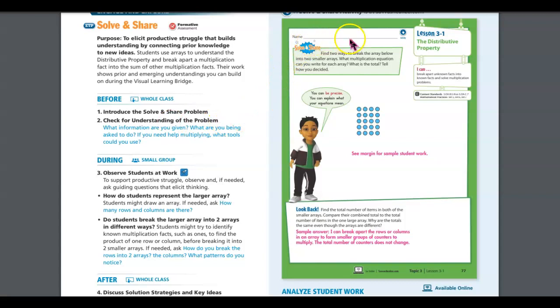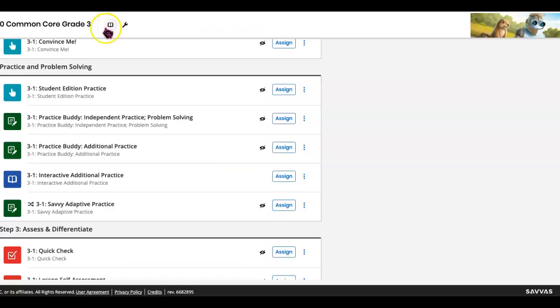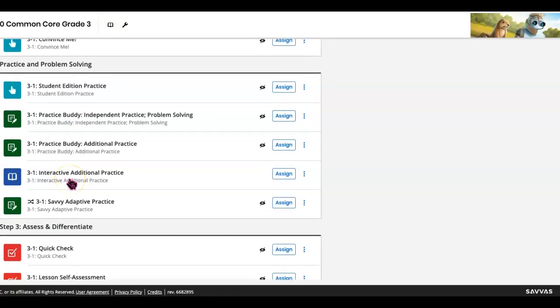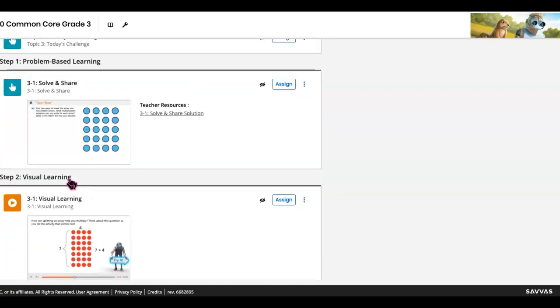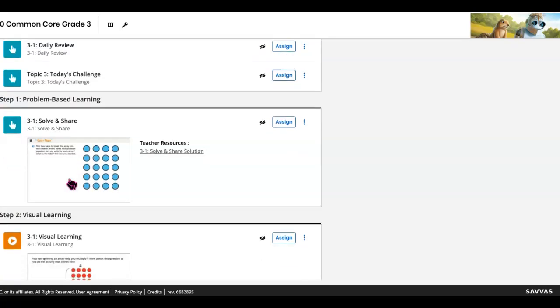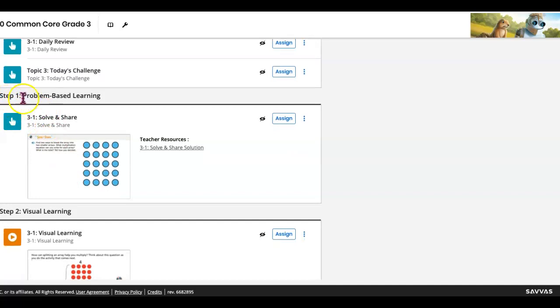The students can either have their print materials here, or you can also assign online practice on our digital component. So you can see right here, same thing, step one, problem-based learning. This is our solve and share.